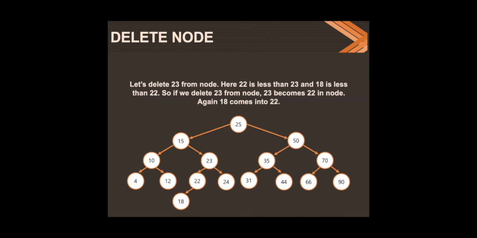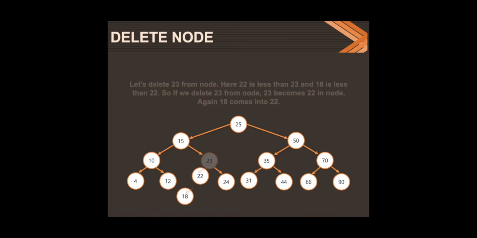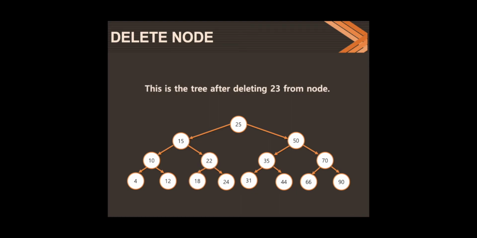Now see an example. Let's delete 23 from nodes. Here 22 is less than 23 and 18 is less than 22. So if we delete 23 from the node, 23 becomes 22 in nodes. Again 18 comes into 22. Like this. Now this is the tree after deleting 23 from the node.